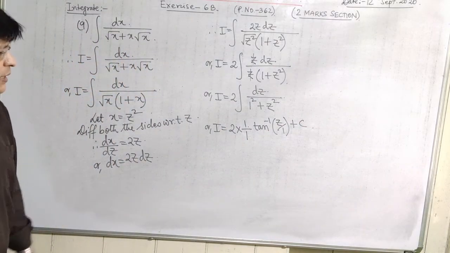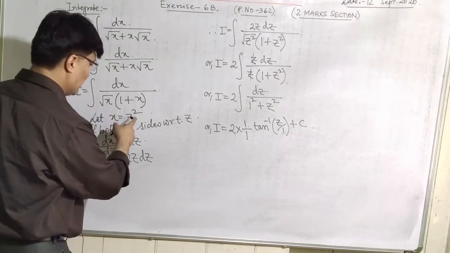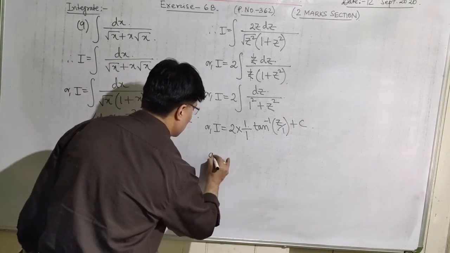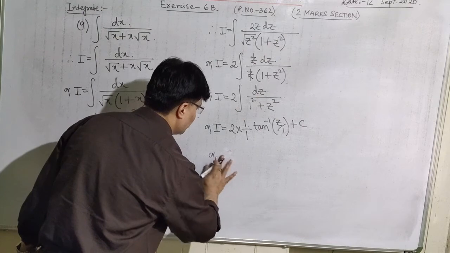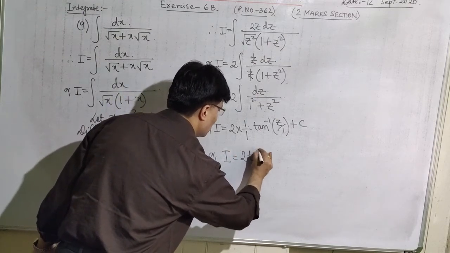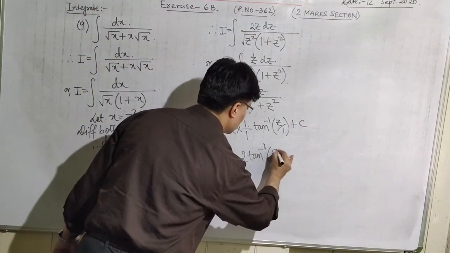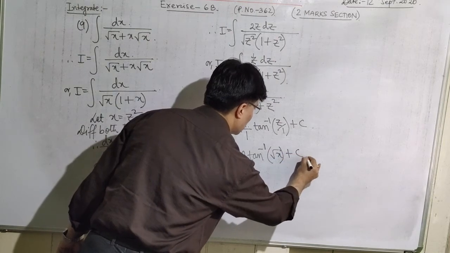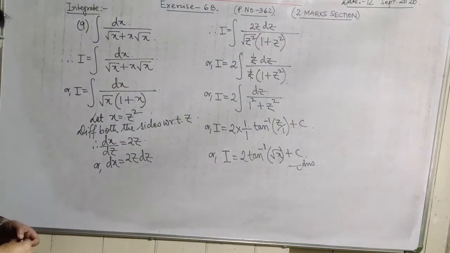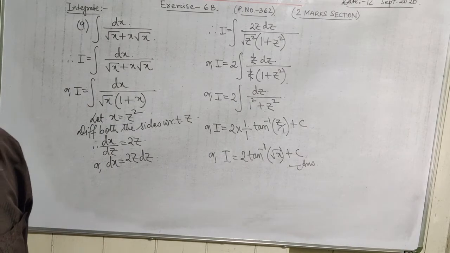So I hope you have understood it. So let us put the value for z. What is the value for z from here? Here the value for z is root over x, isn't it? If z square is equal to x, then z is root over x. So I is equal to 2 tan inverse, what is z? It is root over x, bracket closed, plus c. So this is the final answer. So I think you have understood it. So you can copy it. Now we'll do the next question.